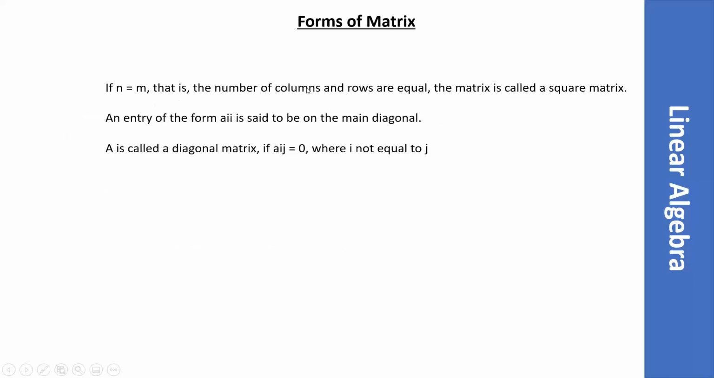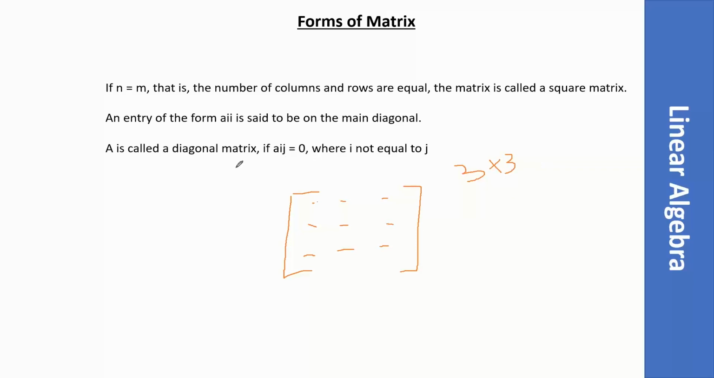If n equals m, that means the number of columns equals the number of rows, so that will be called a square matrix. For example, if there are 3 elements as columns and 3 elements as rows, ultimately it is a square matrix because it is 3 by 3. If it has the same columns and rows, then it is a square matrix.